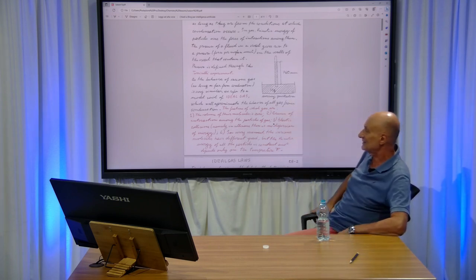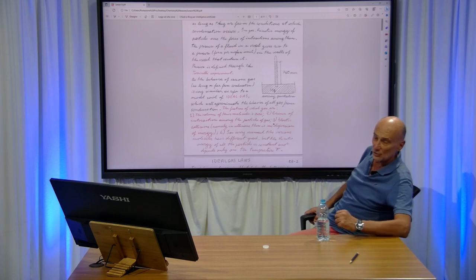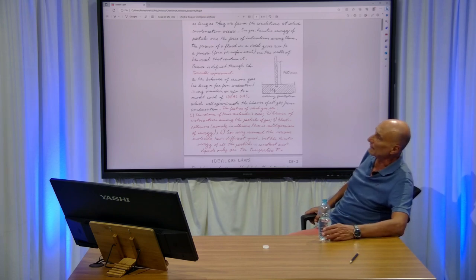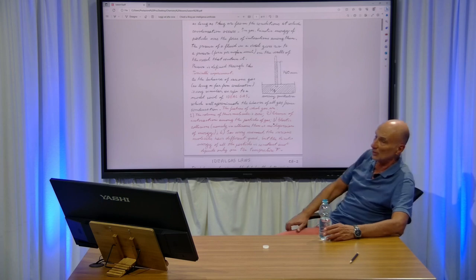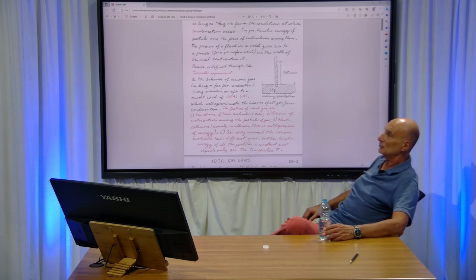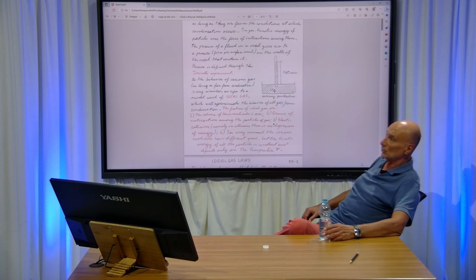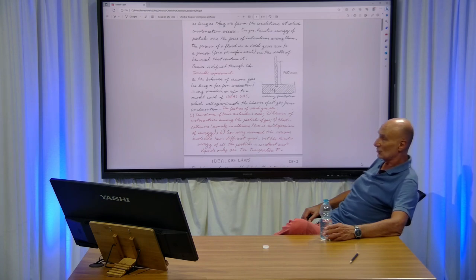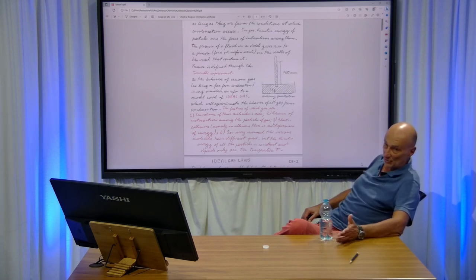Then, elastic collision. Elastic collision means that when a molecule strikes the wall of the vessel in which it is contained, or strikes another molecule, there is always a small dissipation of energy in reality. This model considers that the dissipation of energy is zero. Okay?